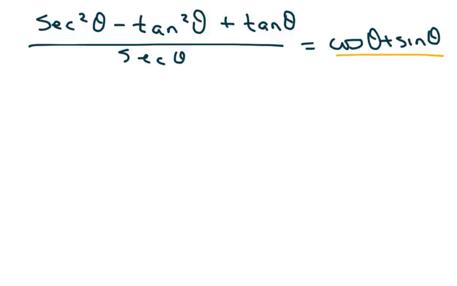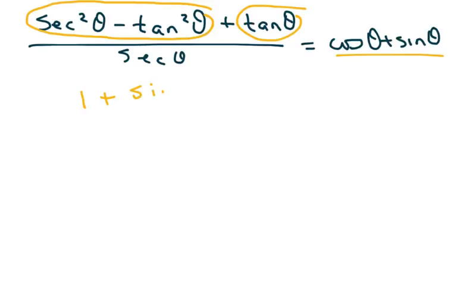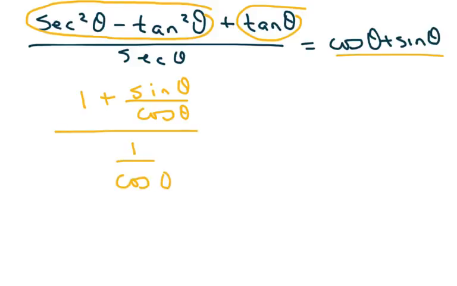So basically, the first thing I'm going to do is notice that this is 1. So I'm going to go ahead and change that to 1. And I'm also going to write this as sine theta over cosine of theta. And the denominator I'm going to write as 1 over cosine of theta.